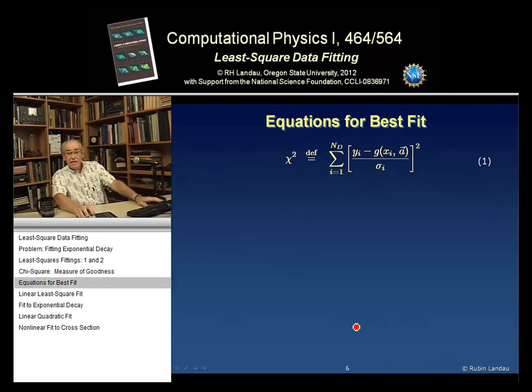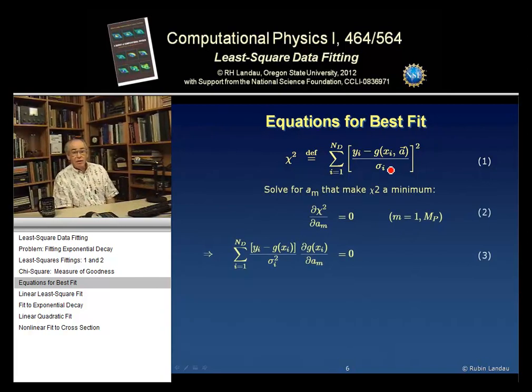Okay, so now let's move on. Slide 6. And I'm repeating these again and again because we use them again and again. Equation 1. That's our value of chi-squared. We sum over all the data points measured. We take the difference between the experimental measurement and the theory, divide by the uncertainty in the measurement, and square it.